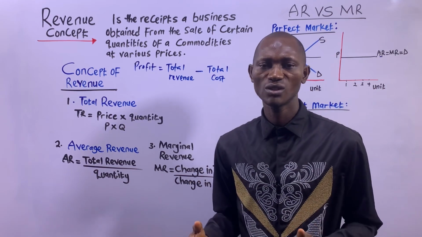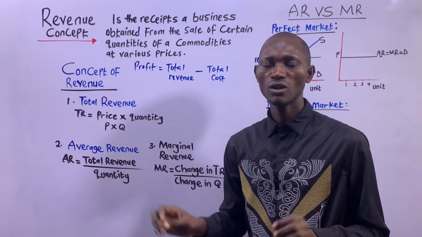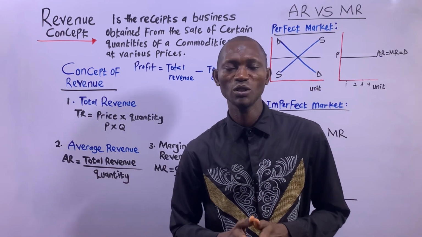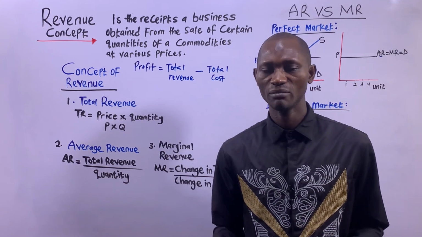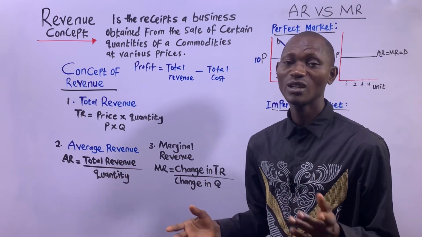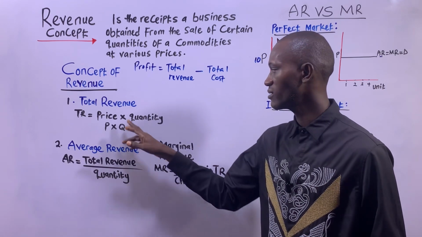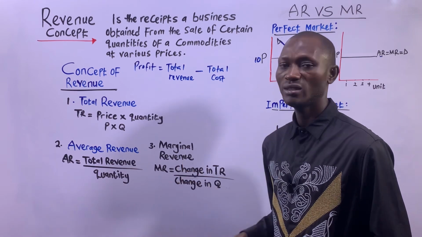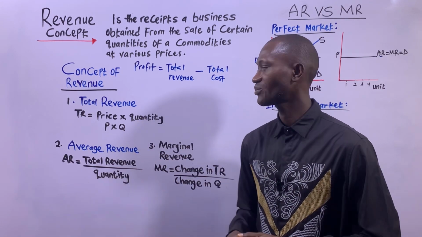So now that you've understood what revenue means, let's talk about concepts of revenue. When we say concept of revenue, we actually mean how the revenue of a business, of a firm, can be measured. So basically, there are three concepts of revenue, or three ways you could measure the revenue of a firm. The first is total revenue, average revenue, and marginal revenue. So let's start off with total revenue.